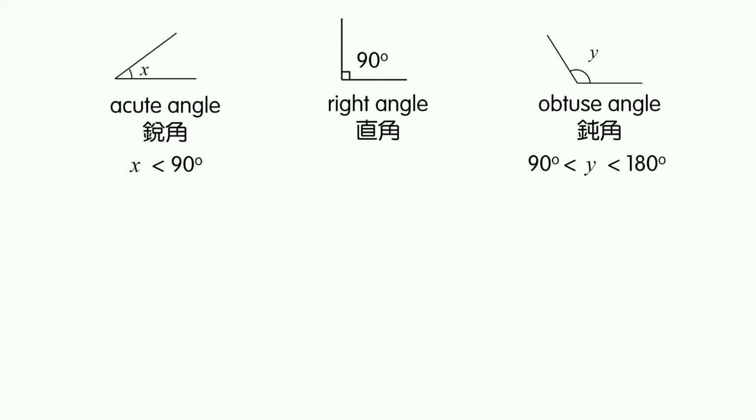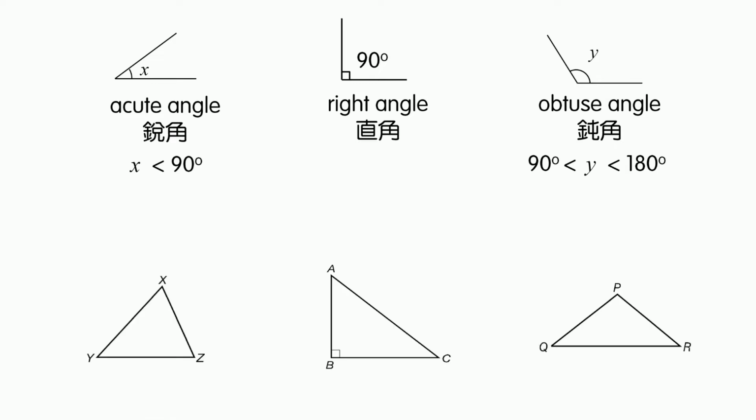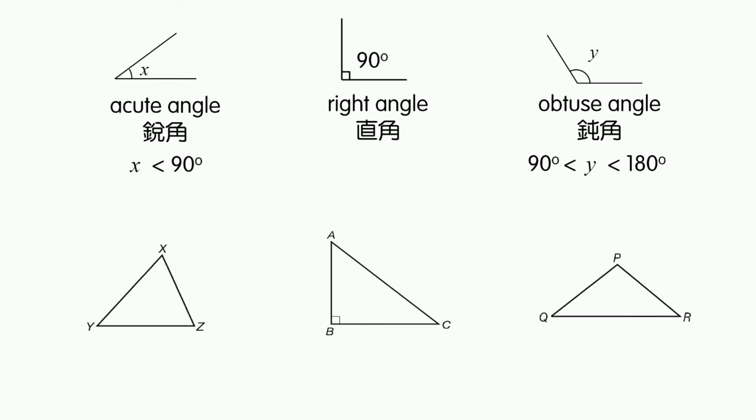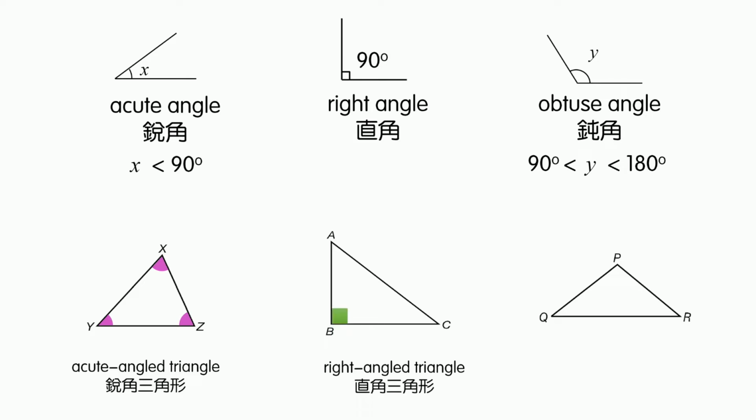Sometimes we would use these three terms as adjectives. For example, in these triangles, the one on the left, all of these three angles are less than 90 degrees. Therefore, we call it an acute angle triangle. For the one in the middle, there exists one right angle. Therefore, we call it a right angle triangle. On the right, obtuse angle triangle because of its obtuse angle inside of the triangle.